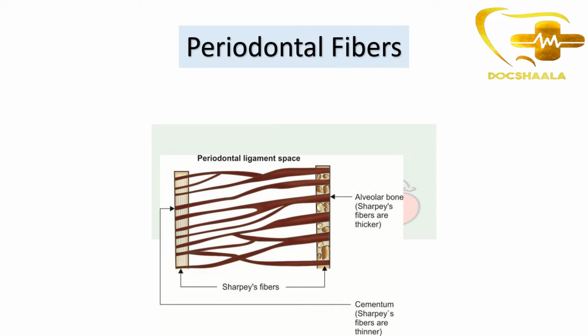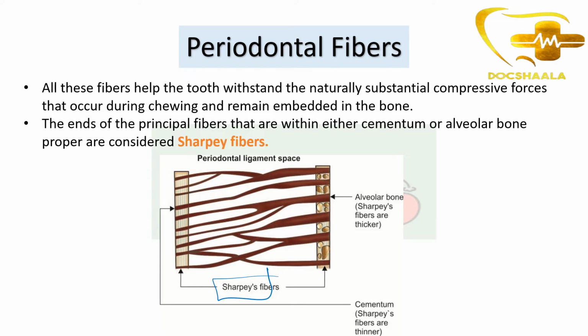So what are Sharpey's fibers? Here in this image it is very clear, right? These principal fibers help to withstand substantial compressive force during chewing and remain embedded in the bone. The ends of the principal fibers that are within either cementum or alveolar bone are known as Sharpey's fibers. These are nothing but the ends of the principal fibers, either in the cementum or in the alveolar bone.